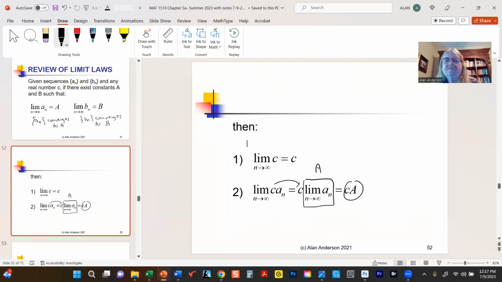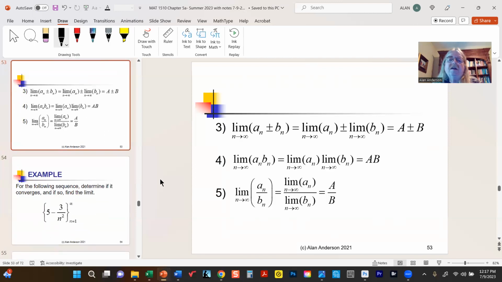What else? Oh, and again, these are pretty self-explanatory. The limit of a sum is the sum of the limits. Even though these are sequences now, the rules are still the same. Same thing with the products. We end up with A times B, and then the ratios, of course, assuming B is not 0. So there's nothing new here. It's just that we're applying limits for the first time to sequences rather than functions of x and constants.